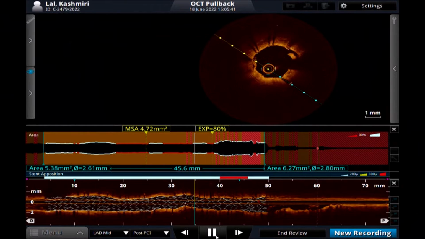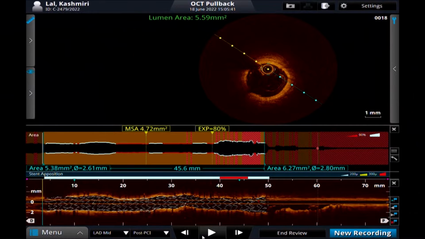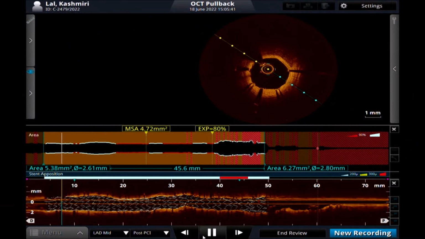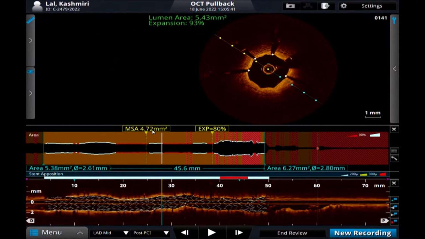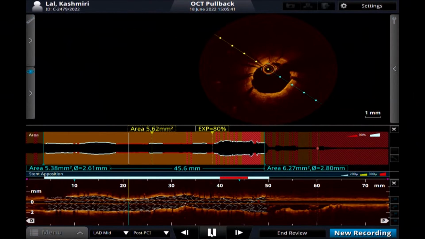So this is the OCT run. Can you restart the OCT run from the beginning? Just show us the distal part. Do we have any dissection? No dissection distally. Distally is a well expanded, well apposed stent. Okay, here is the point. How much is the area at this point, Puneet? 4.9 millimeters square. Okay. Go proximally.